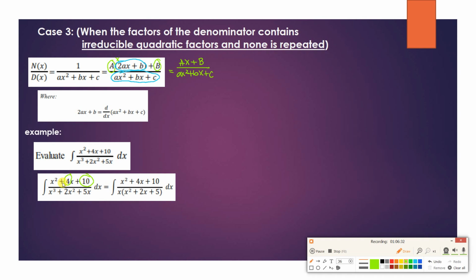Diba? Ulitin ko, ang factors ni 10 ay 2 times 5. Ngayon, sa 2 and 5, makakabuo ka ba ng 4? Kasi yun yung middle term. Hindi. Pag inadd si 2 and 5, 7. Pag sinubtract si 2 and 5, 3. So, kung hindi siya makakabuo ng 4, kasi yun yung middle term, hindi siya factorable.